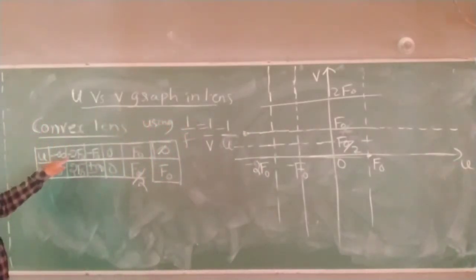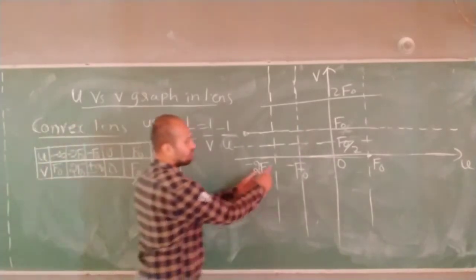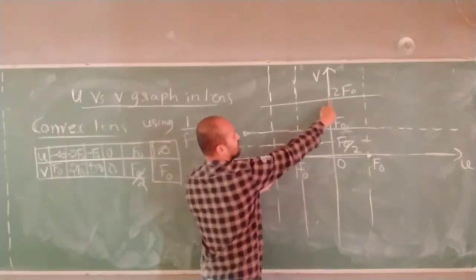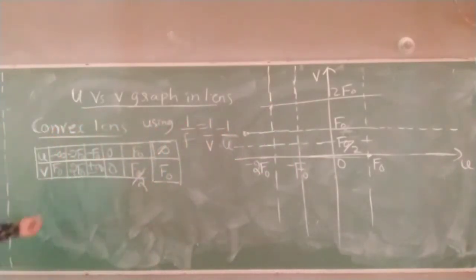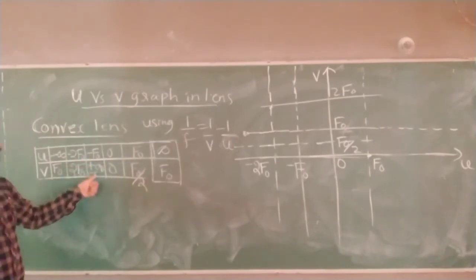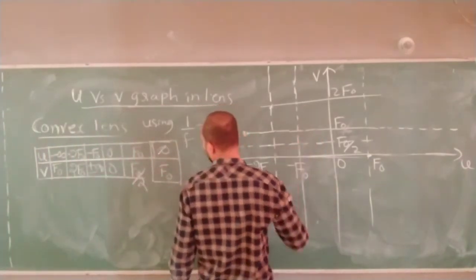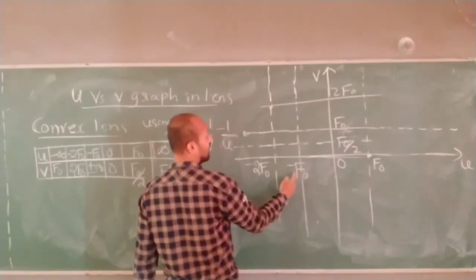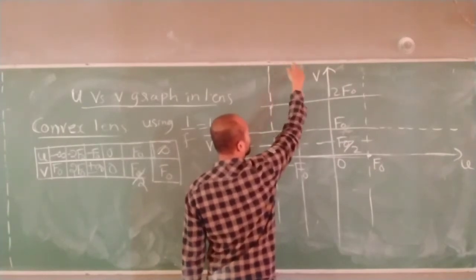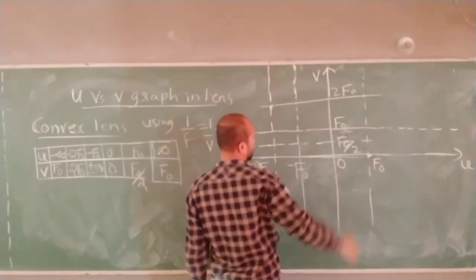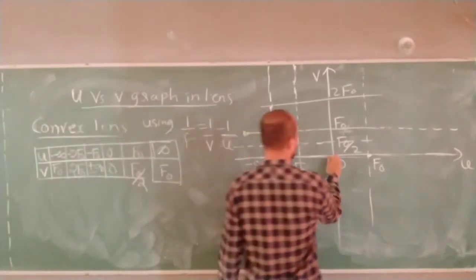Correct now? When object is at minus 2 f0, image is at 2 f0. When object distance is minus 2 f0, image is at 2 f0. This is one point. Got it now? When object is at minus f0, image is at plus or minus infinity. This is plus or minus infinity upward. Correct now? When object is 0, image is 0.